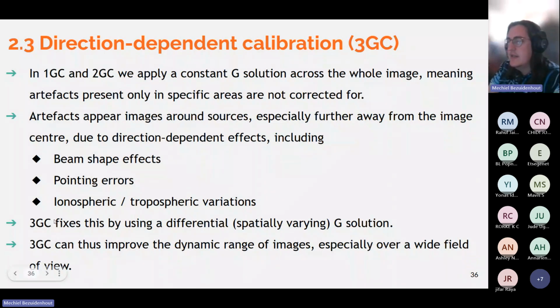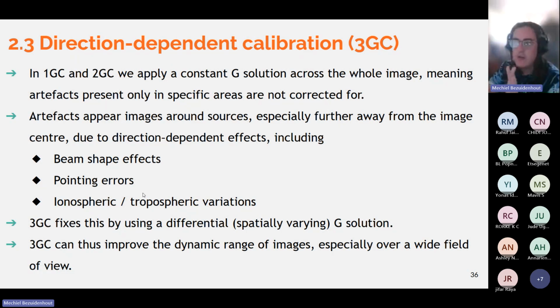3GC fixes these errors by using a differential, meaning a spatially varying gain solution. So instead of applying a single gain solution to the whole field, you have one that is dependent on the direction. And that means that you can improve the dynamic range of the image, especially over a wide field of view where these 3D effects become very important.